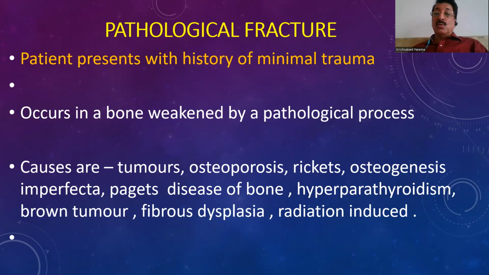That disease can be tumors, osteoporosis, rickets, osteogenesis imperfecta, Paget's disease of bone, hyperparathyroidism, brown tumor, fibrous dysplasia, or radiation-induced fractures. All these things are a short list of the commonly seen pathological conditions existing in the bone where you might find a pathological fracture.